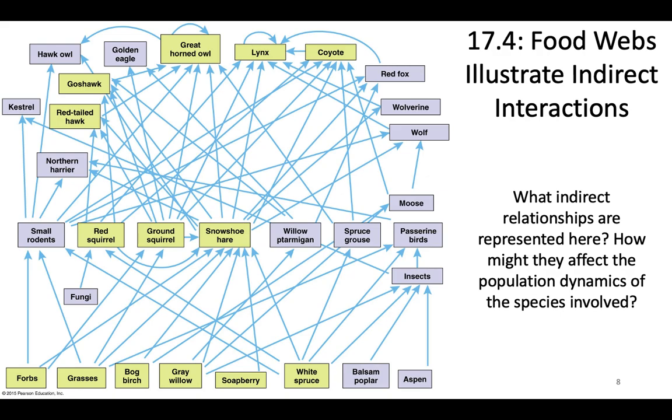Indirect interactions are interactions between species where they're not coming into direct contact with each other, as the name suggests. So an indirect interaction would be an effect of interactions between like soapberry and lynx populations, or any interaction between like these predators and these plant populations. So when you look at this graph, this is with snowshoe hare being a keystone species in this food web.